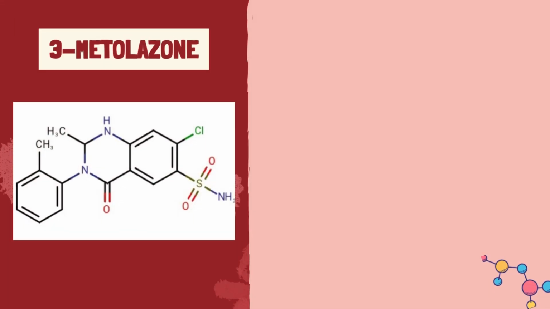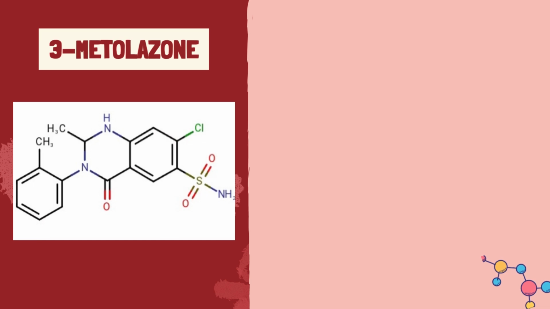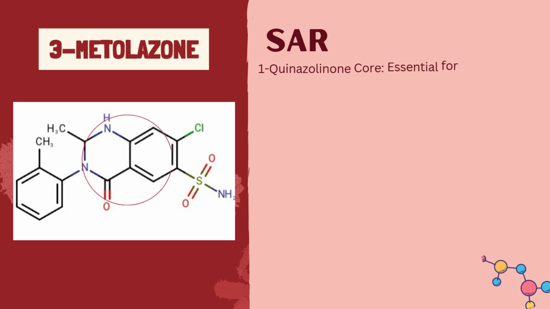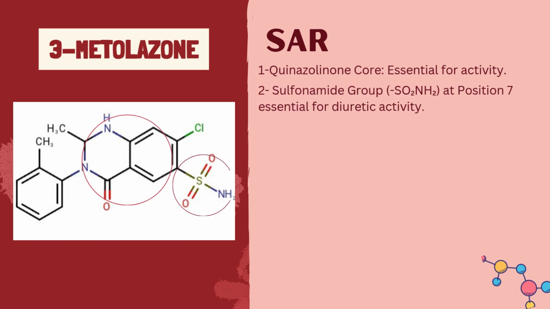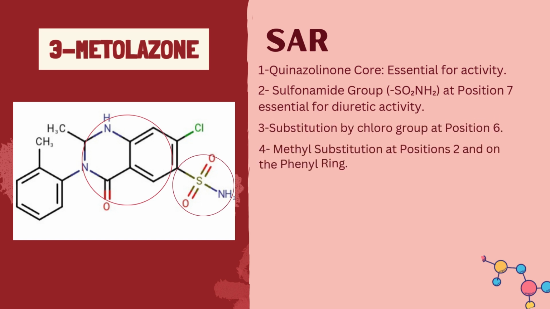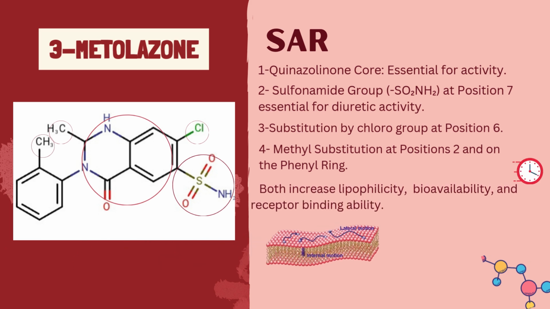Thirdly, metolazone. It is chemically considered a quinazolinone-based structure. Let's learn about its structure-activity relationship. Firstly, the essential quinazolinone core retains the ability to inhibit the sodium chloride symporter in the distal convoluted tubule, leading to diuresis. Secondly, the sulfonamide group at position 7 is also essential for diuretic activity. Finally, substitution by a chloro group at position 6, a methyl group at position 2, and a phenyl ring increases lipophilicity, bioavailability, and receptor binding ability.